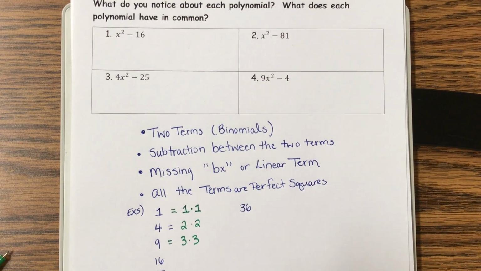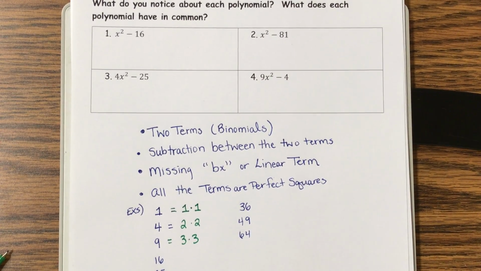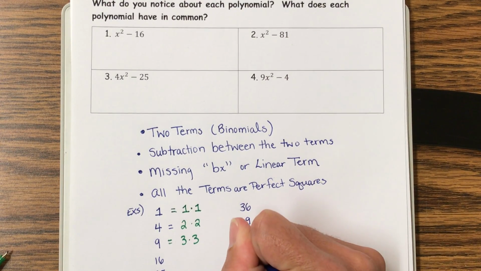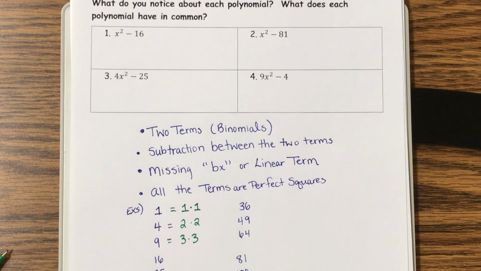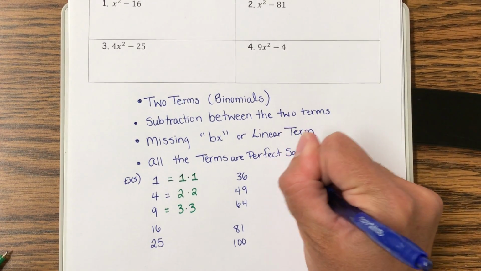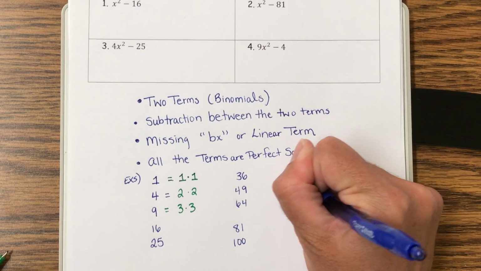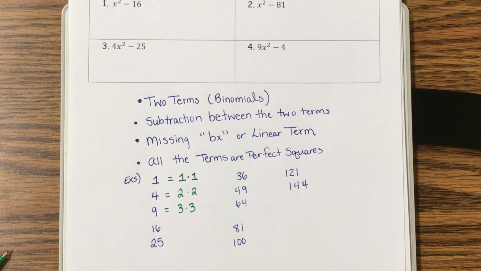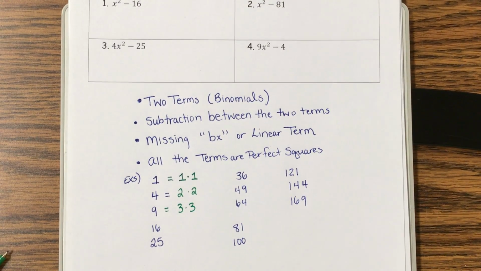Then 49, 64, 81, next would be 100. Then after that would be 121, 144, and 169. I could keep on going, but you get the point.